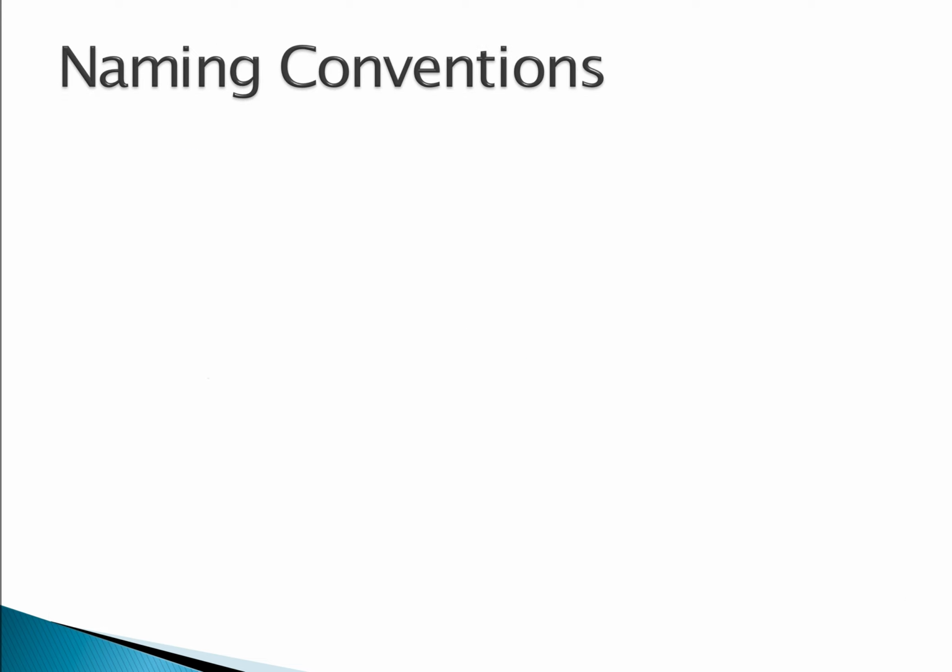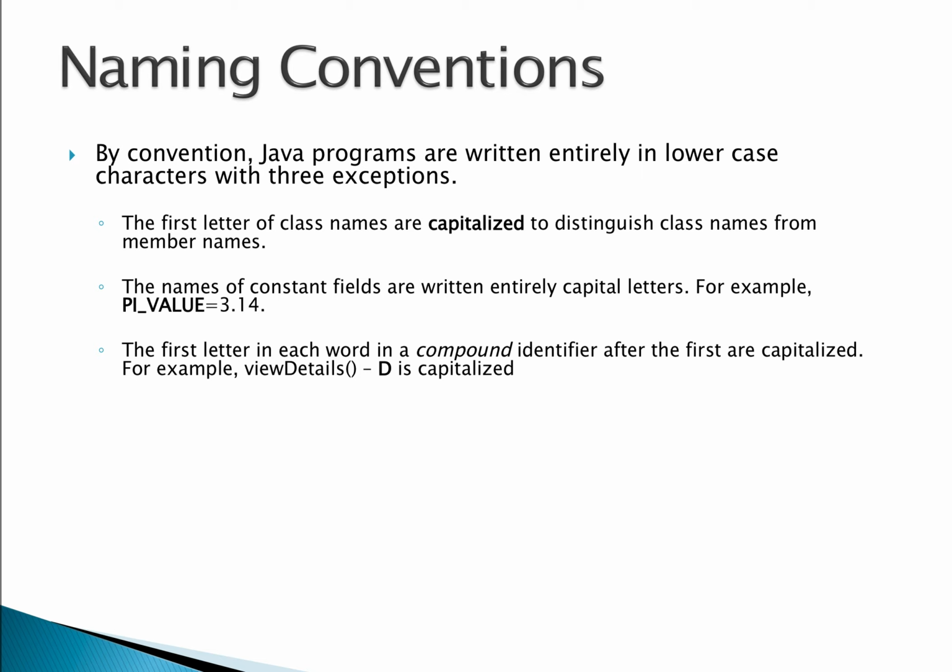Coming to the naming conventions, Java programs are written entirely in lowercase letters with three exceptions. Like the class names, in the previous slide we saw class names like HelloWorld and MethodsDemo. They will usually start with a capital letter. If the class name contains two or more words, the second word will also start with a capital letter. Then there are variables, a variable being a placeholder to store a value, which we are going to learn in the next sessions.